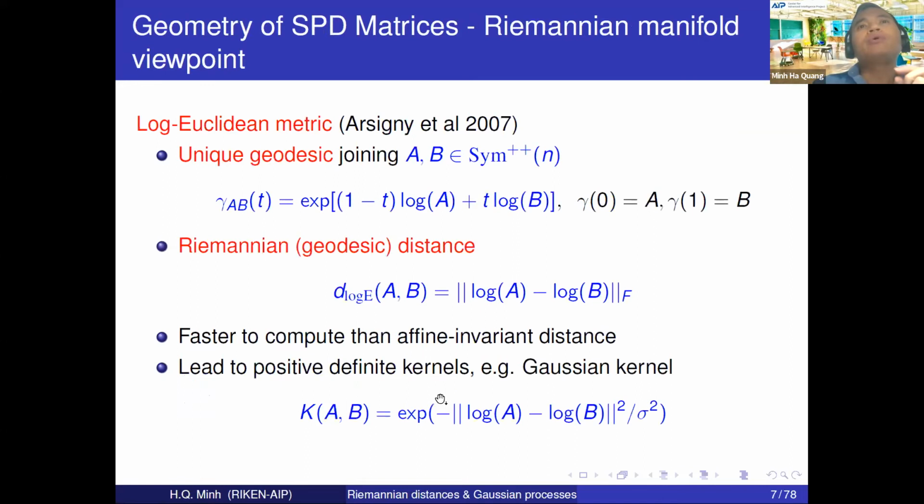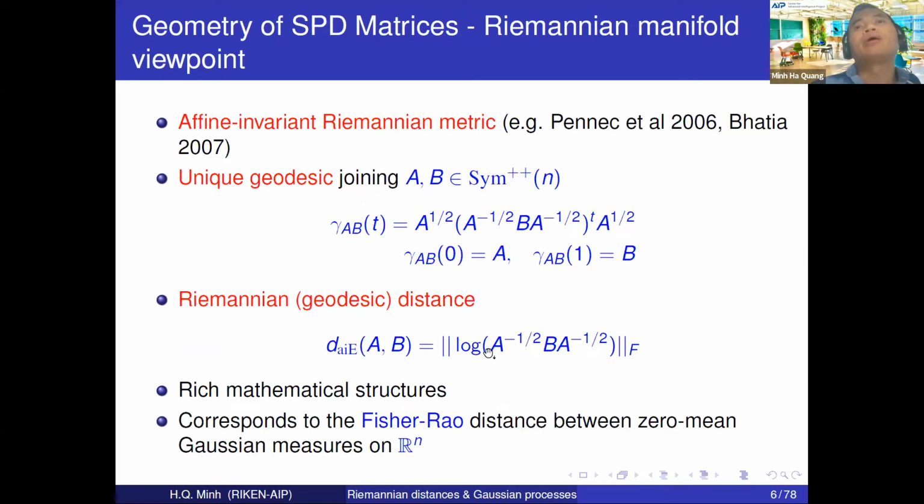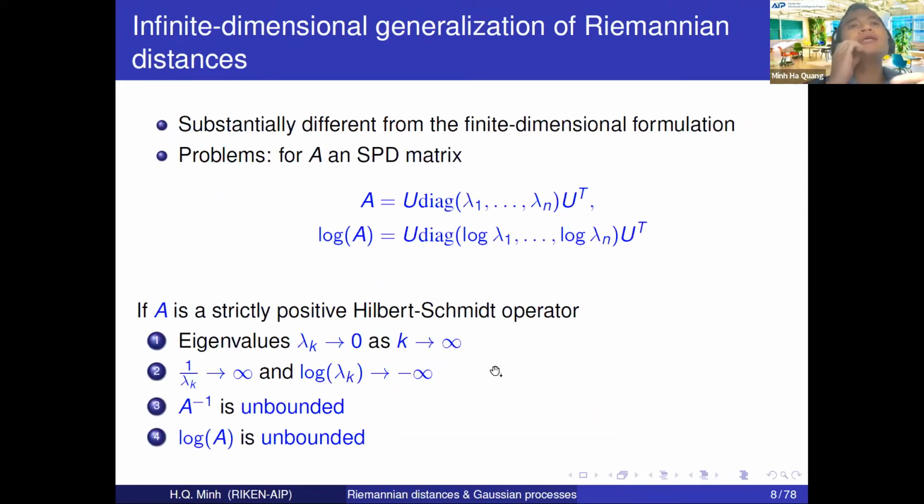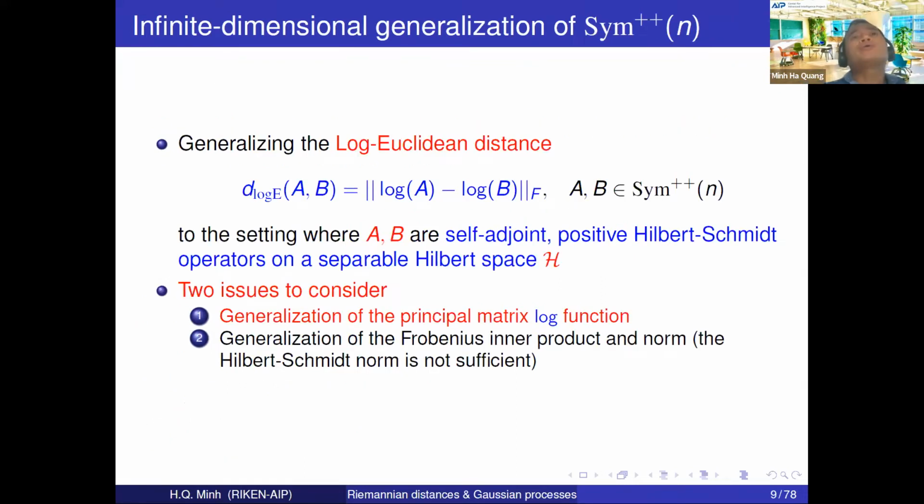So now, in order to compute this distance here, we need to compute the inverse, and we need to compute the log. You can see here that with 1 over lambda k going to infinity, and log of lambda k going to negative infinity, A inverse will be unbounded, and log of A will be unbounded. So we do not have a direct generalization to the infinite dimensional setting. So what we can do is try to generalize this log distance, the formula log A minus log B with the following norm, to the infinite dimensional setting with self-adjoint positive Hilbert operators on the Hilbert space.